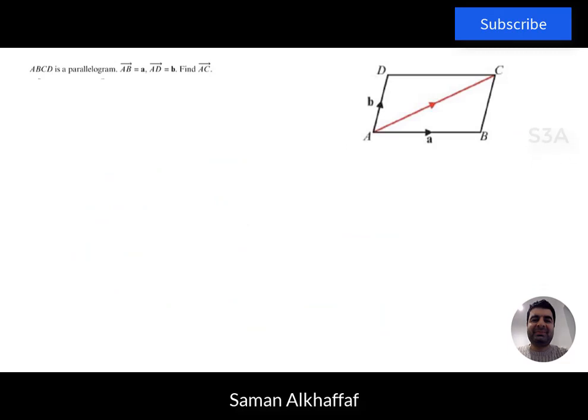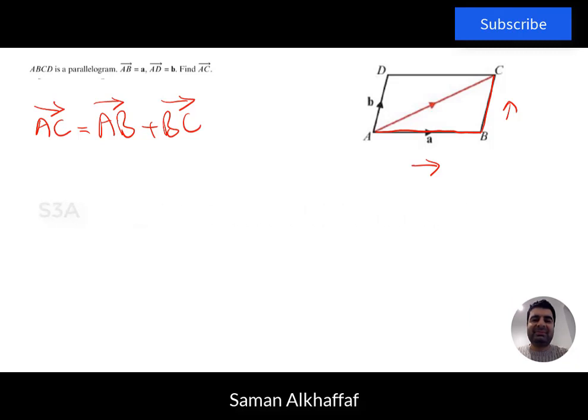In this example, ABCD is a parallelogram, and we have vector AB equal A and vector AD equal B, and we are asked to find the vector AC. So first we'll need to find in terms of what AC will be a combination of. It will be a combination of the AB vector, which is moving in this direction, and also plus the BC vector, moving in this direction.